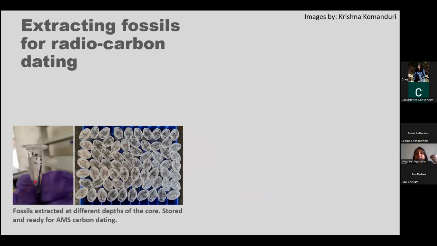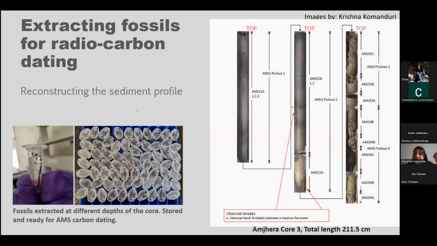Then from the core, we extract all the fossils for carbon dating. Here we've extracted the fossils from different depths that we're going to use for carbon dating. And once we have the carbon dates, we can reconstruct a sediment profile. For example, this is a sediment profile we've recreated for one of our sites. You can see we've taken two fossils from two different locations. We get their ages, and based on that we can say, for any depth of that sediment core, what the age of that depth would be.